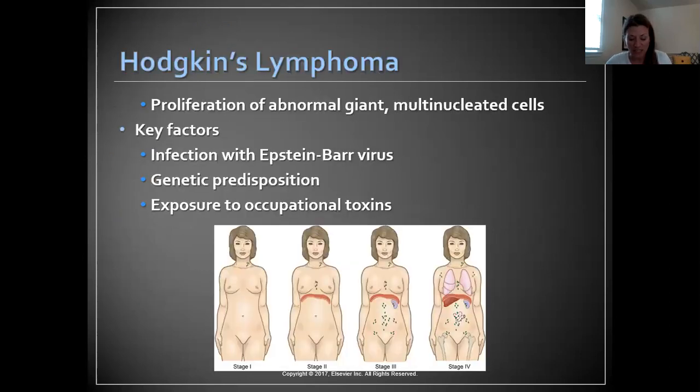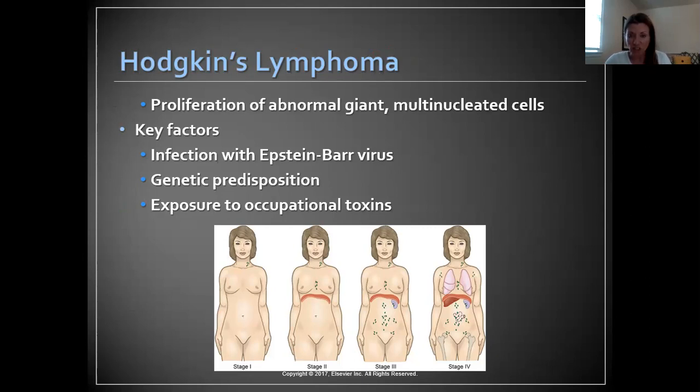Hodgkin's lymphoma is characterized by a proliferation of abnormal giant multinucleated cells called Reed-Sternberg cells. The cause is unknown, but key factors are thought to be an infection with Epstein-Barr virus, as well as a genetic predisposition or exposure to occupational toxins.